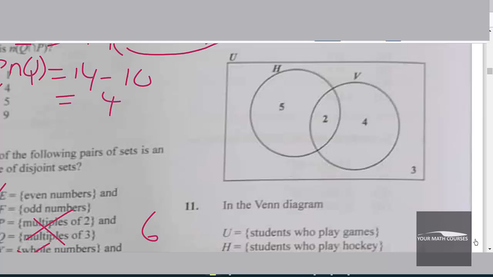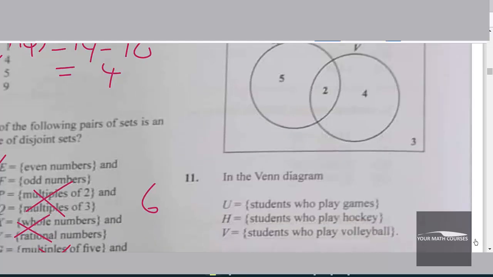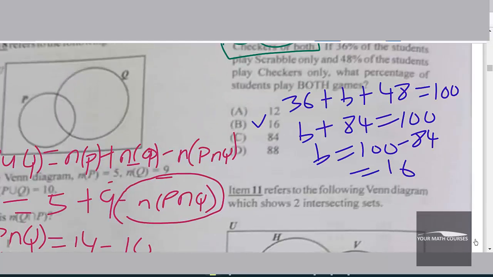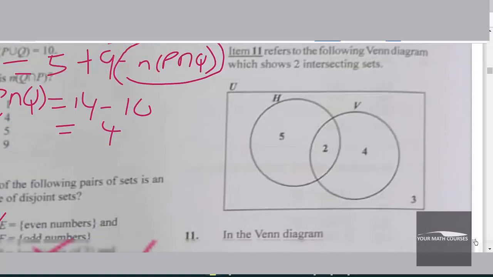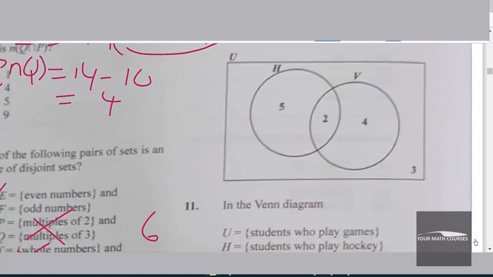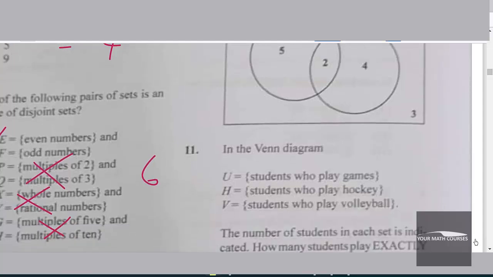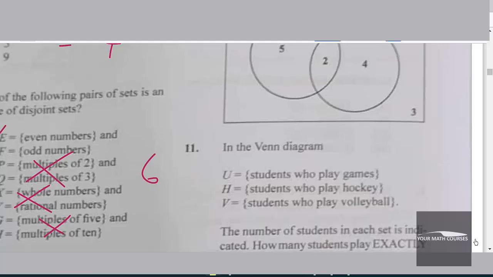Let's look at number 11. Item 11 refers to the following Venn diagram, which shows two intersecting sets. So we can see the Venn diagram. In the Venn diagram, U is students who play games, H is students who play hockey, then we have V, students who play volleyball. The number of students in each set is indicated.